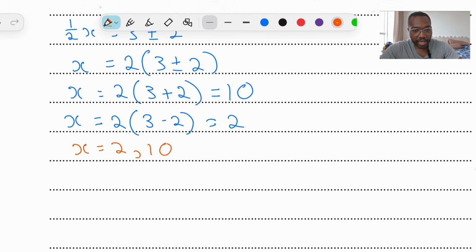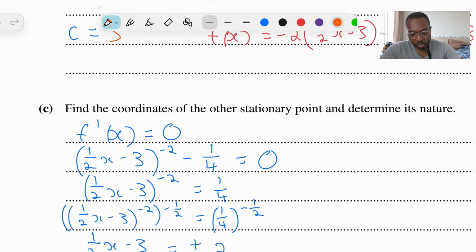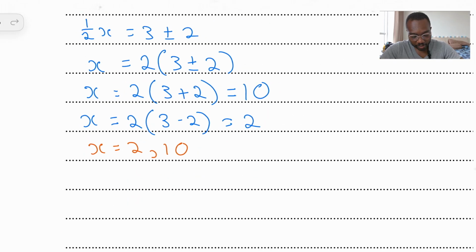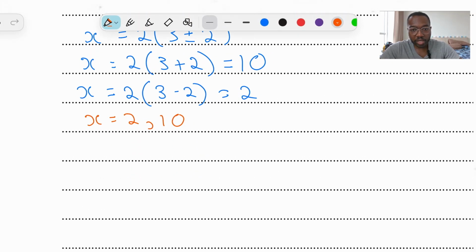Well, we already knew 2 was a stationary point, so we care about the 10 now. So when x equals 10, we need to work out, is that going to be a minimum or a maximum, okay? And that is what we want to figure out. But first things first, in the question, we want to work out the coordinates. So let's just work out that value first. So we put that into our f of x, okay? So f of 10, what would that be?